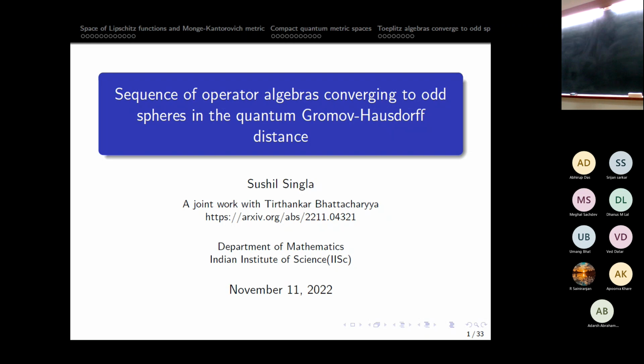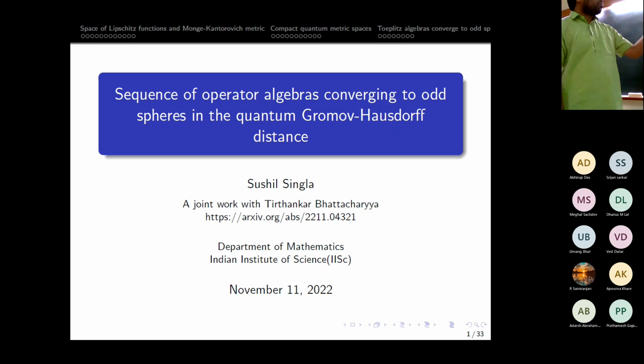I would like to thank Professor Tirthankar for giving this opportunity. So today we'll see this work of ours. The article is available on the arXiv. So we'll talk about a sequence of operator algebras converging to the odd sphere, as Professor Tirthankar said, converging to the space of continuous functions on the odd sphere in something called the quantum Gromov-Hausdorff distance. All these terms we'll see during the talk.